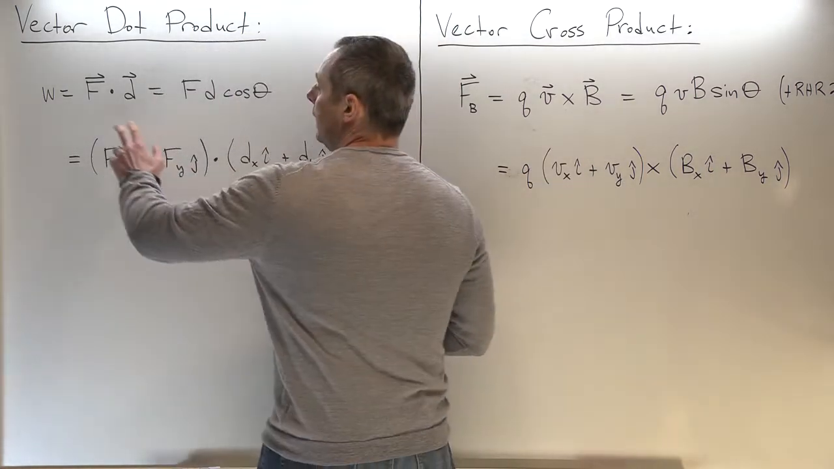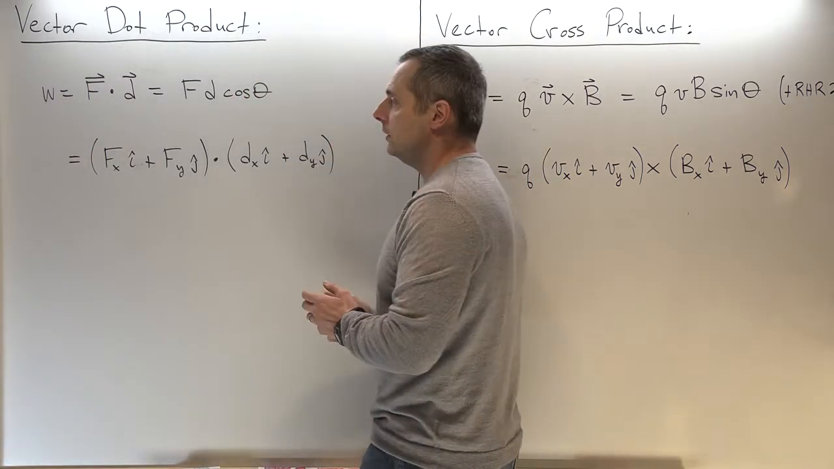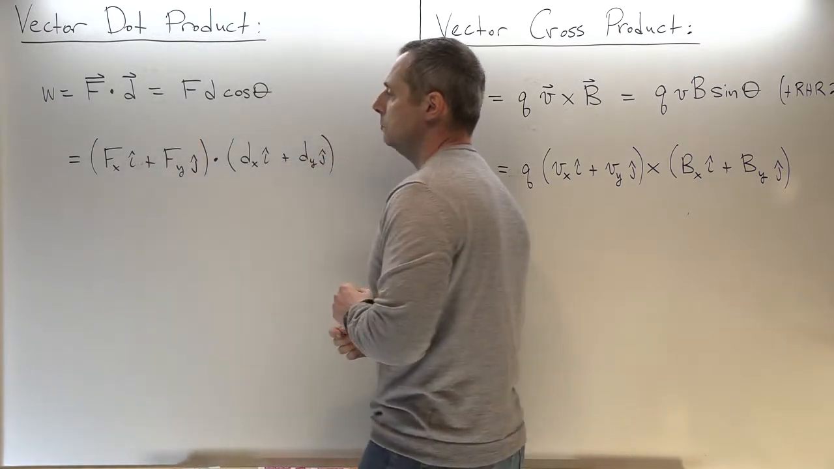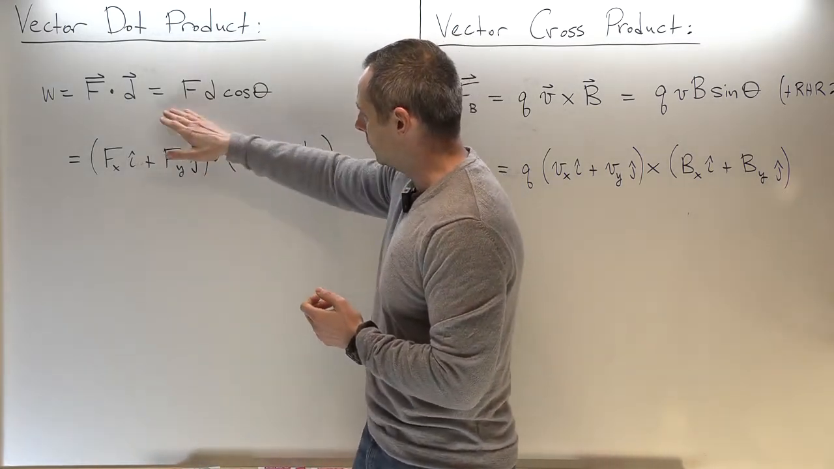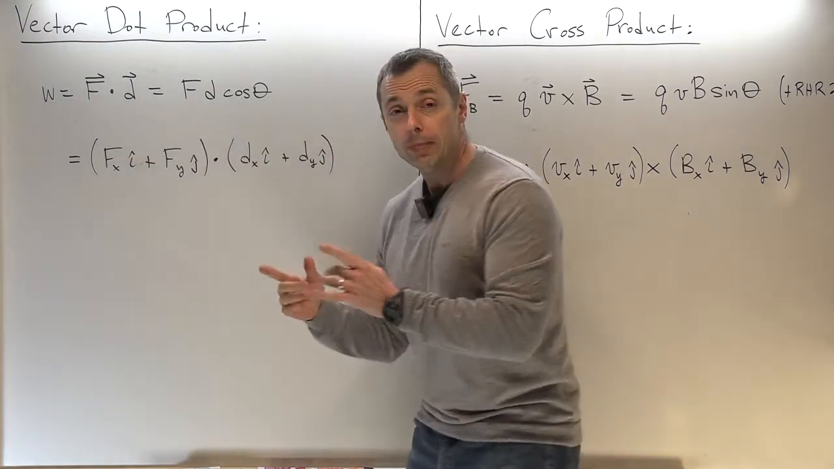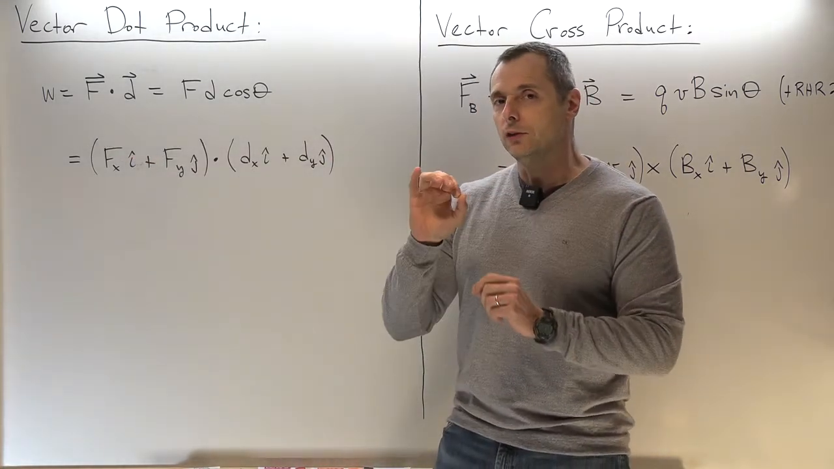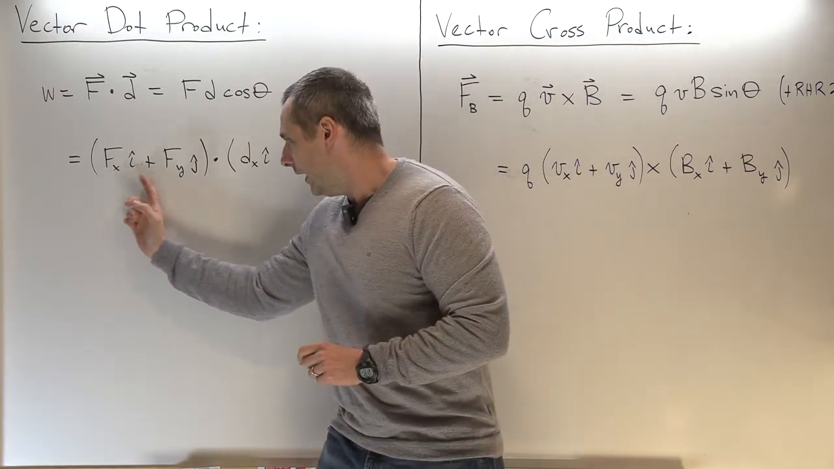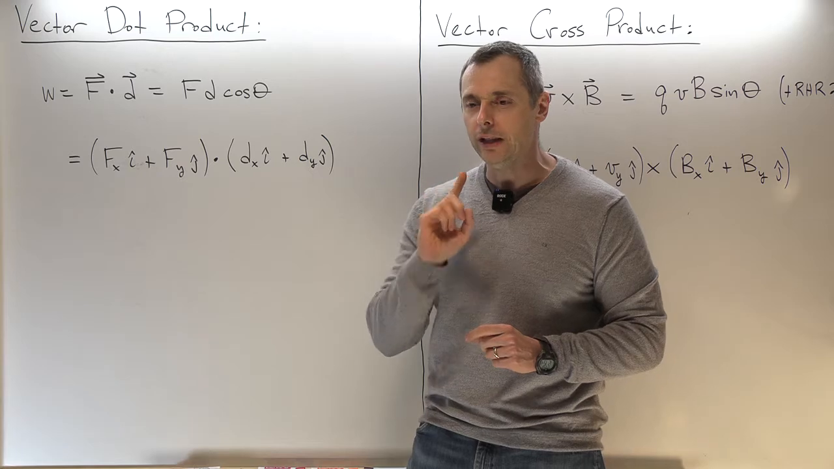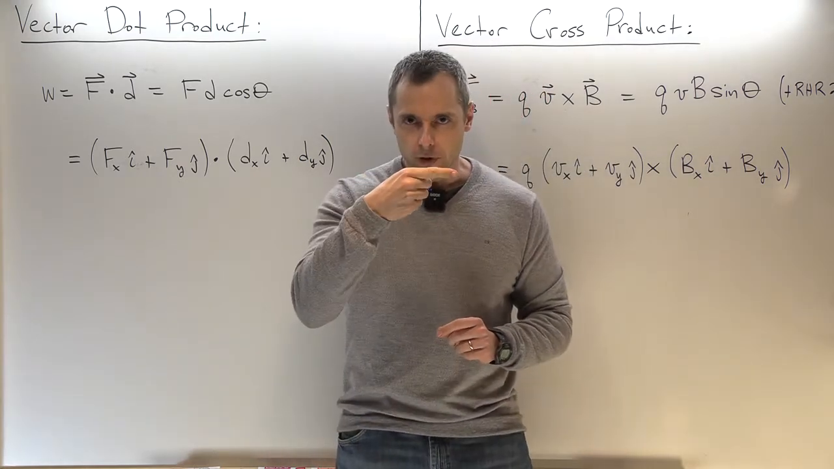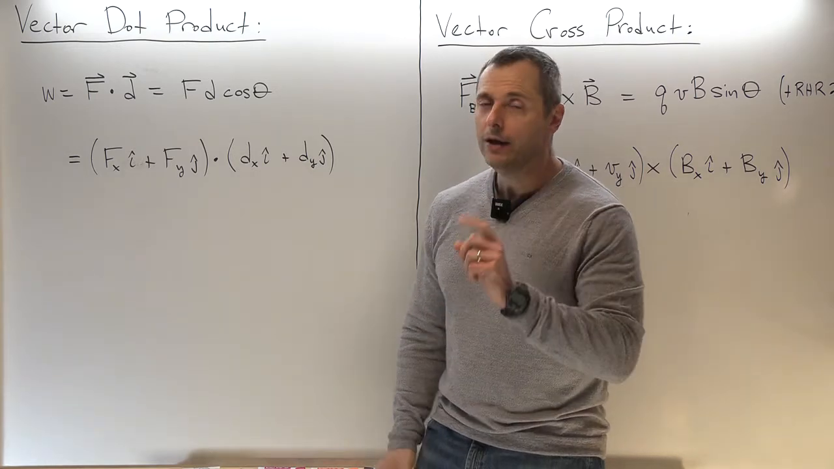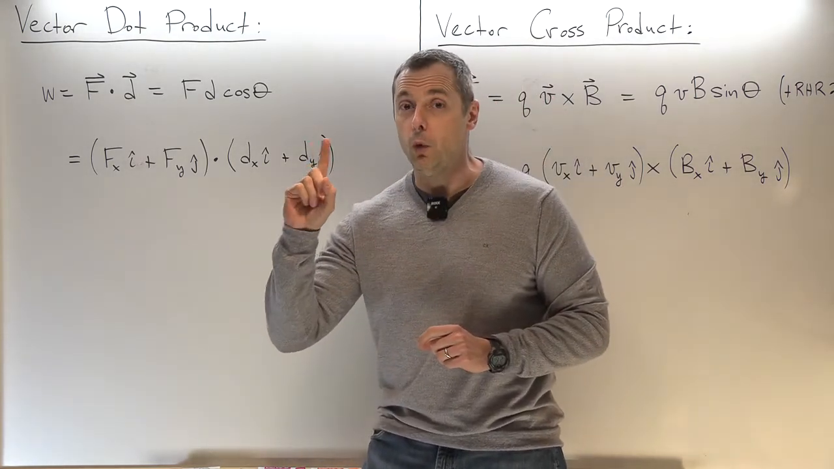But when it came to finding work in mechanics, or even earlier this year, we learned that it was the dot product between force and displacement, or if you wanted to convert it to a simple algebraic expression, F d cos theta. But what is this dot product? Well, let's take 2 vectors that are 2-dimensional. A force that has an x and a y component, and remember this i hat is a vector that has a length 1 that perfectly points in the x direction. The j hat is a vector that has a length 1 that perfectly points in the y direction.